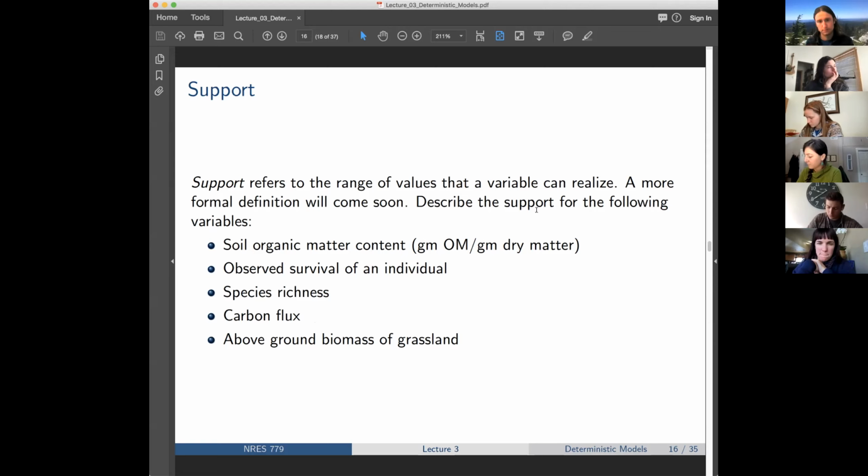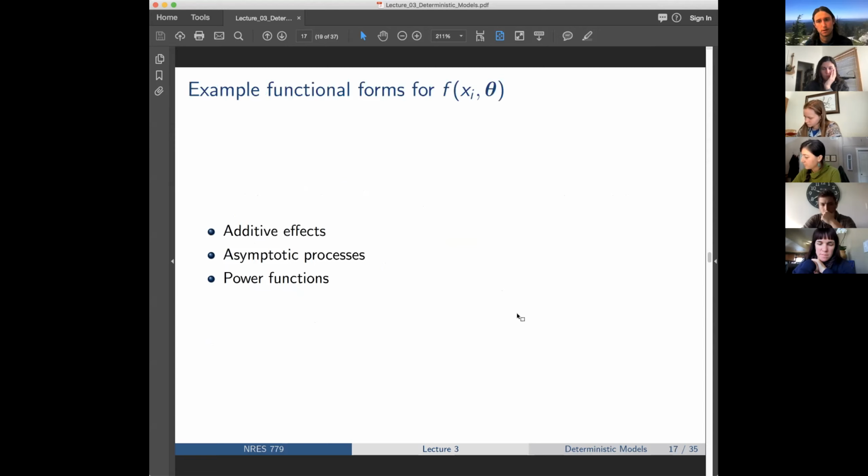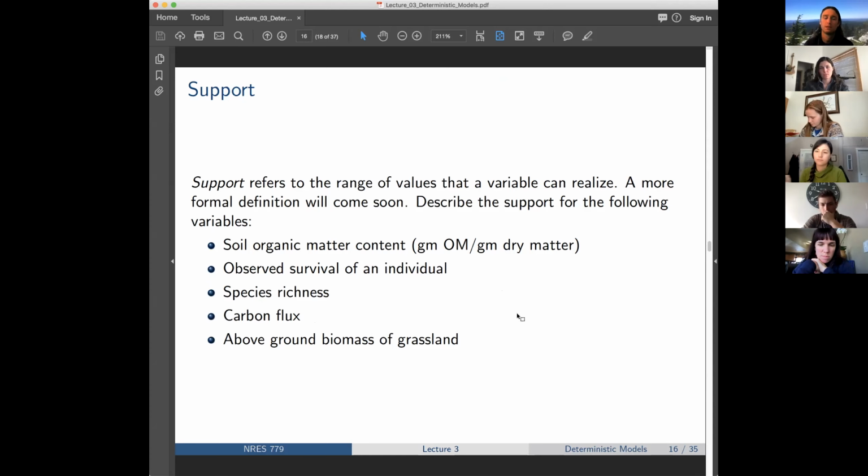Okay, so all of these different units have different support for the data. And what we're going to want to do is match the support to the statistical theory that is used for those types of support. Any questions about this?